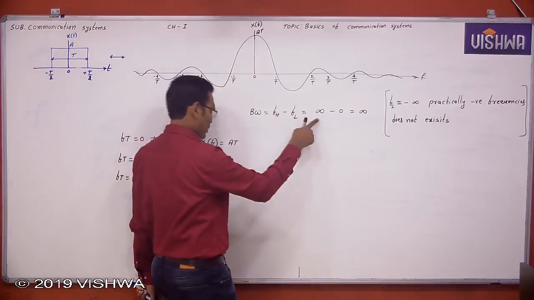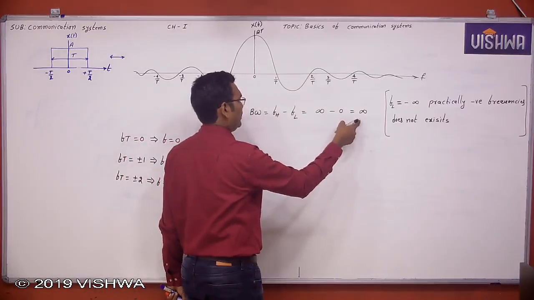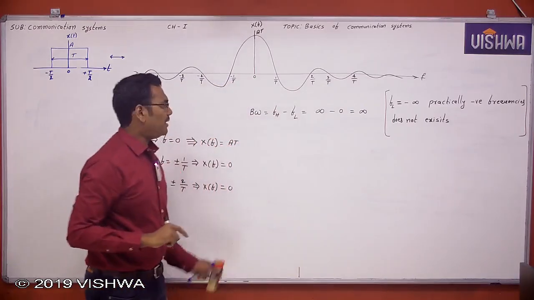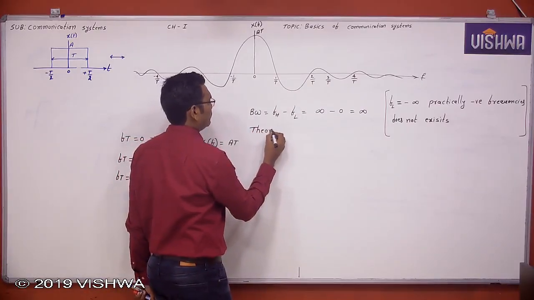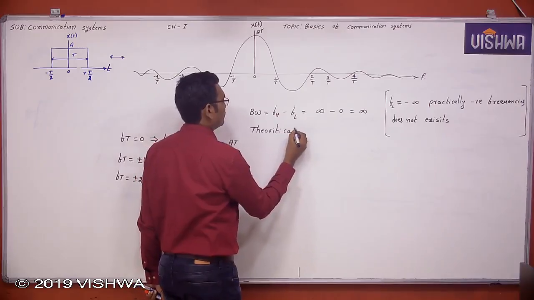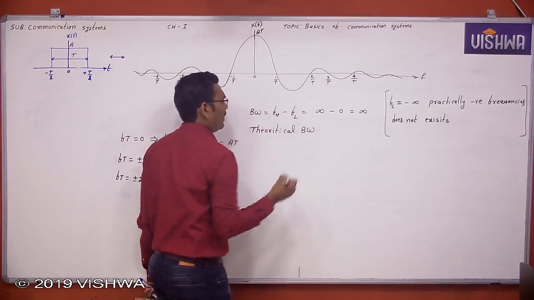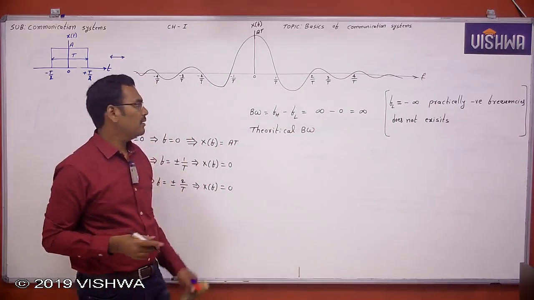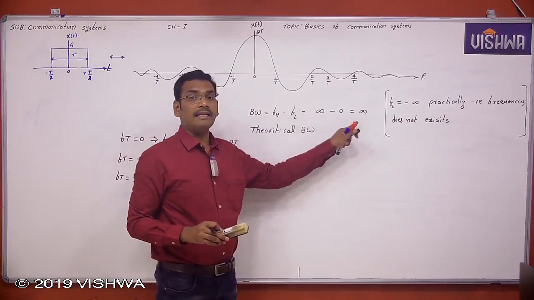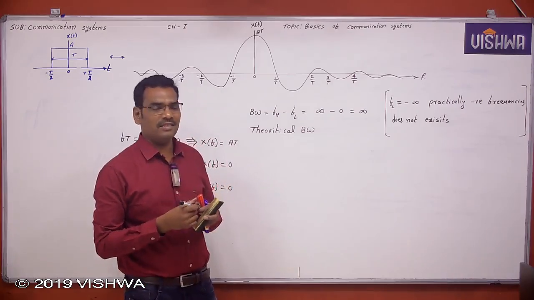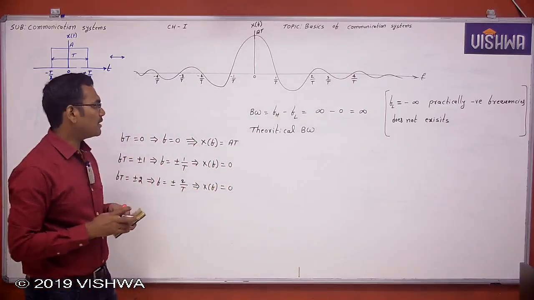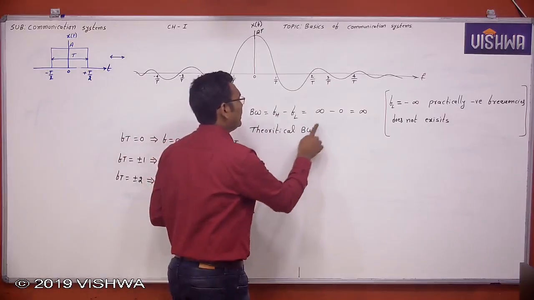The bandwidth, which is equal to highest frequency minus lowest frequency, is infinity. Now this is the theoretical bandwidth. Why am I saying this is the theoretical bandwidth? Because bandwidth is infinite, which is very high. Infinite bandwidth means it is not possible practically, right? So that's why I call this a theoretical bandwidth.